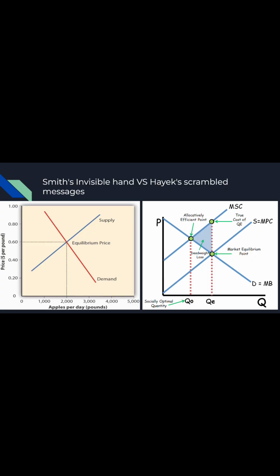The graph on the left represents a perfect supply and demand graph with the quote-unquote perfect signals. The graph on the right shows the shaded part of deadweight loss, which is the scrambled signals that Hayek describes. The one on the right is a core market failure where prices leave something important out.